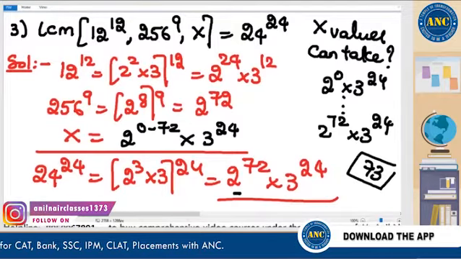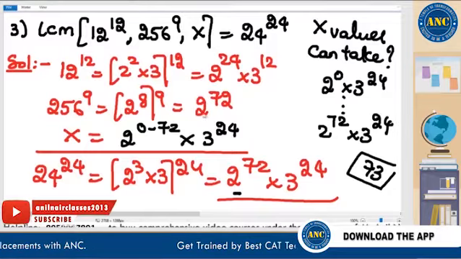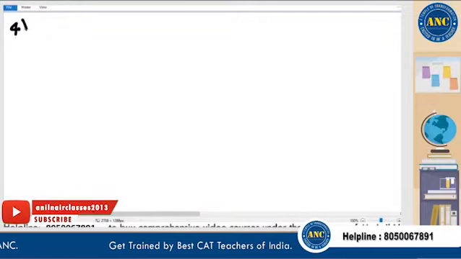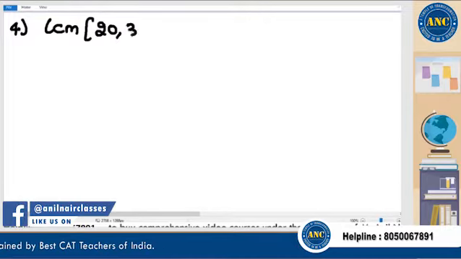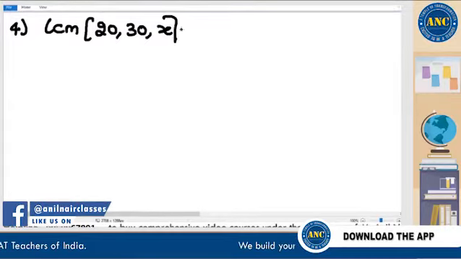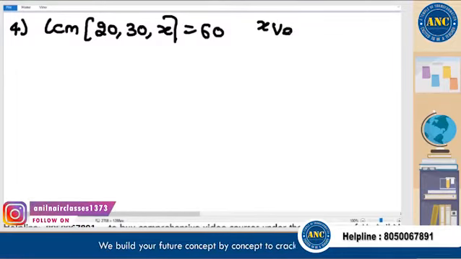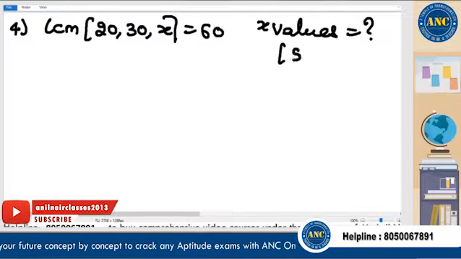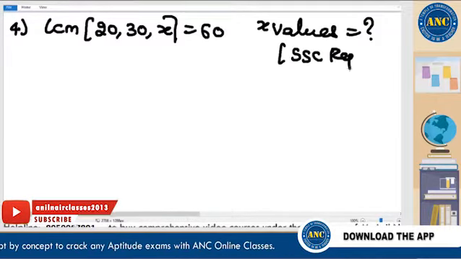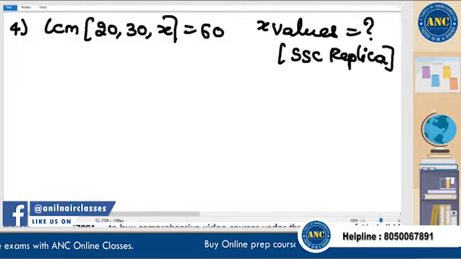Now let us solve the SSC and a CAT replica question. Please tell the answer, think logically and tell the answer. The LCM of 20, 30 and x is 60. How many values can x take? SSC replica question. Kindly try to solve.